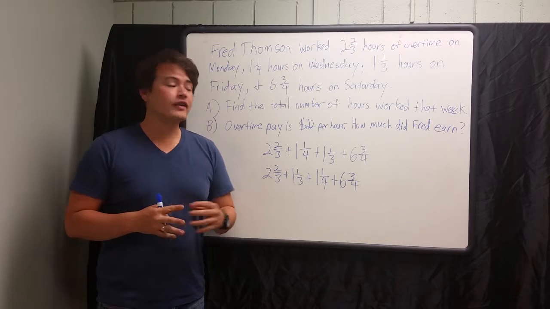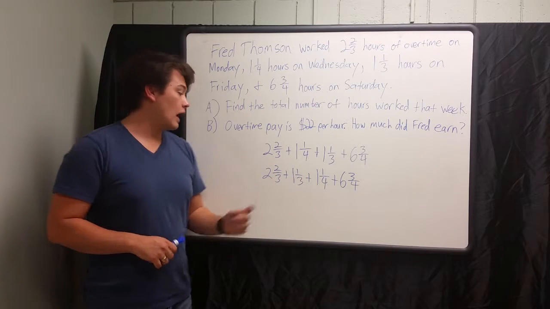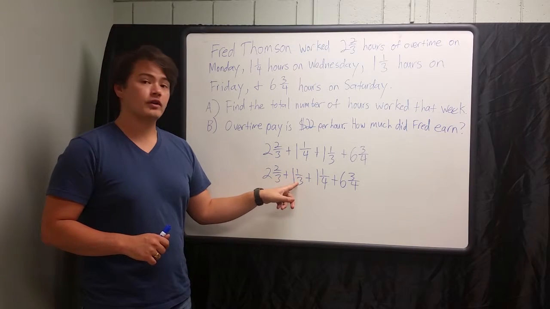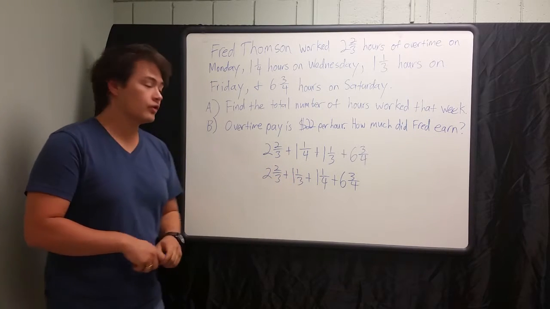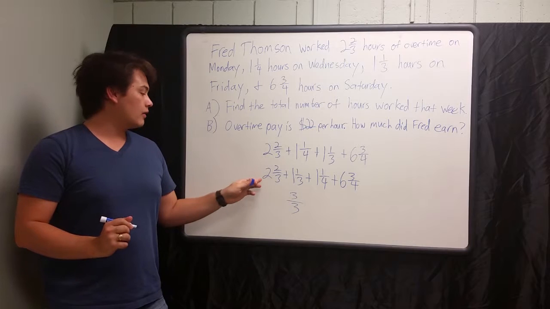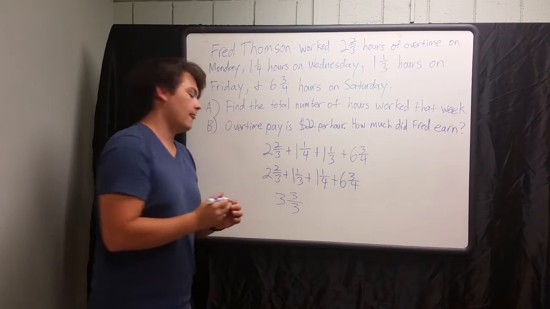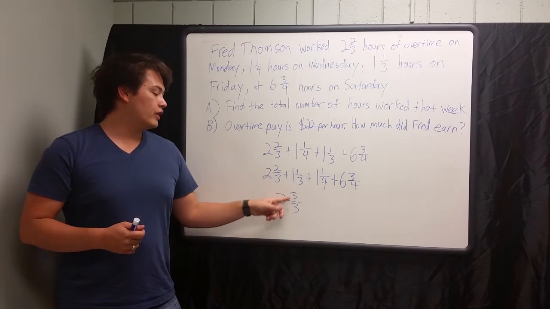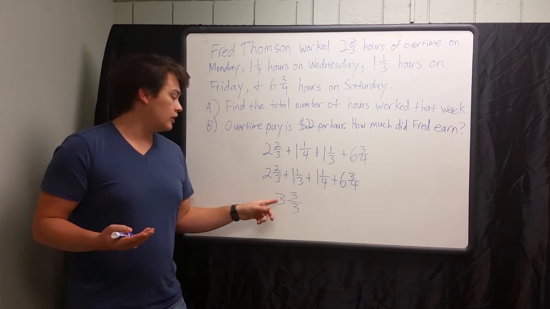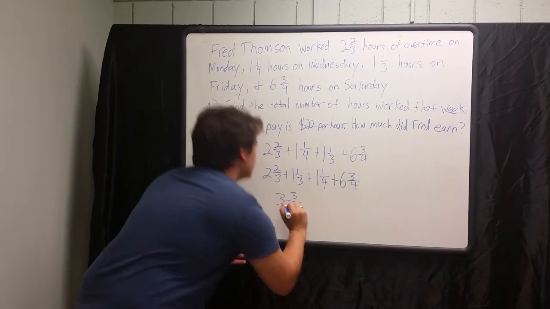Now I want to separate the fractions and the whole numbers. So I'm going to add up the fractions together. We have 2 over 3 plus 1 over 3, which is going to give us 3 over 3. And then we have a whole number of 2 and a whole number of 1, which is going to give us 3. So we have 3 and 3 over 3. 3 over 3 equals 1. So this is going to be 3 plus 1, which is going to equal 4.